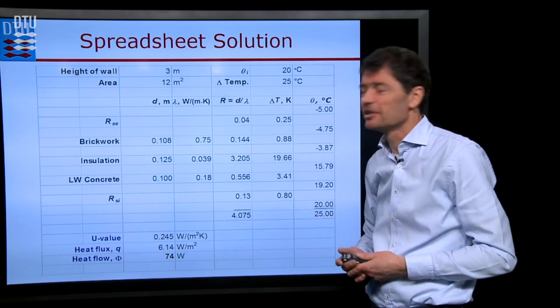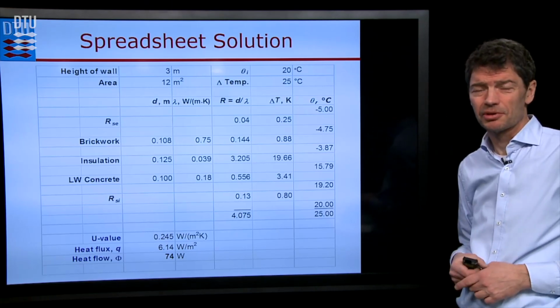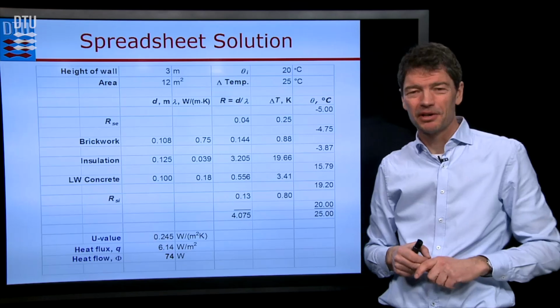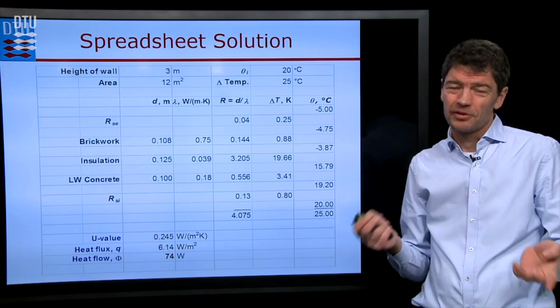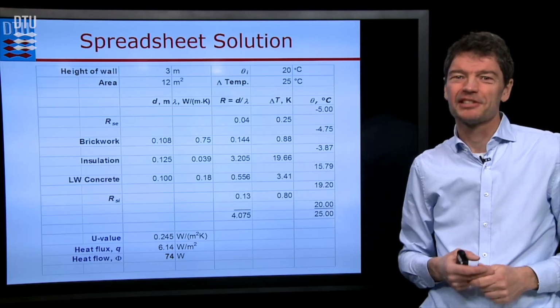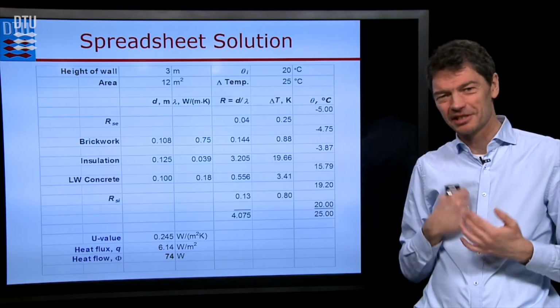Finally, you can check again that we get the same U value and heat flows and fluxes as we saw earlier. That wraps up the calculation for this class about heat conduction. Next, we'll talk more in detail about convection and radiation. But this is enough for now.